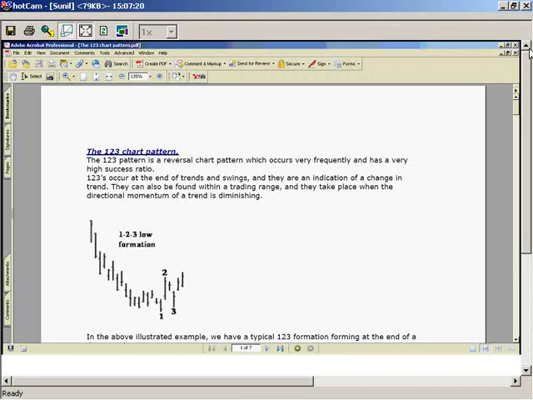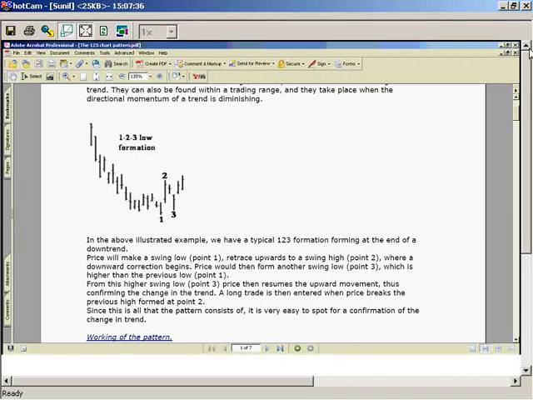Let's come back to this. 1, 2, 3s occur at the end of trends and swings, and they are an indication of a change in trend. They can also be found within a trading range, and they take place when the momentum of the trend is diminishing. Now, here we are seeing a low formation, which is what we call a bullish 1, 2, 3 formation. It occurs at the end of a downtrend. Now, the logic behind it.